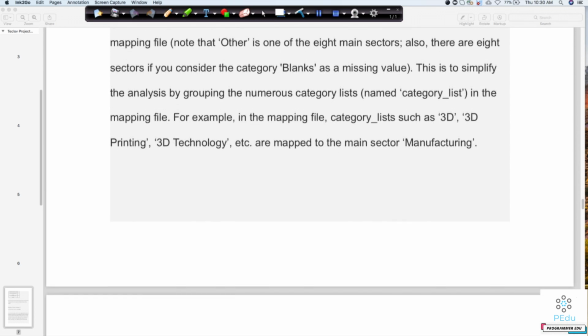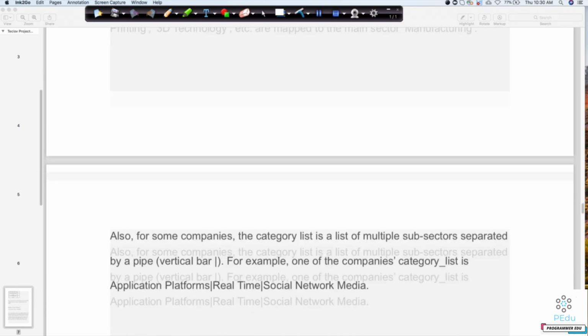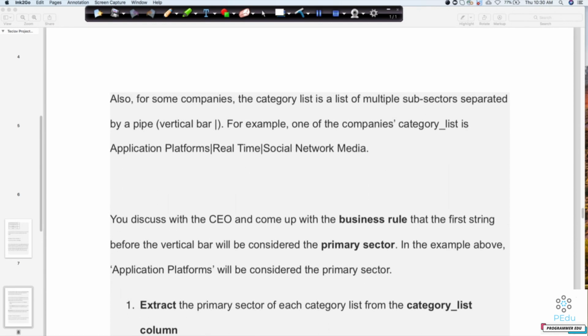For example, in the mapping file, category lists such as 3D, 3D printing, 3D technology, etc. map to main sector manufacturing. Now also, for some companies, the category list is the list of multiple subsectors separated by a pipe. For example, one of the companies' category list is application platform, real-time, social network, and you can notice that they are all separated by pipe.